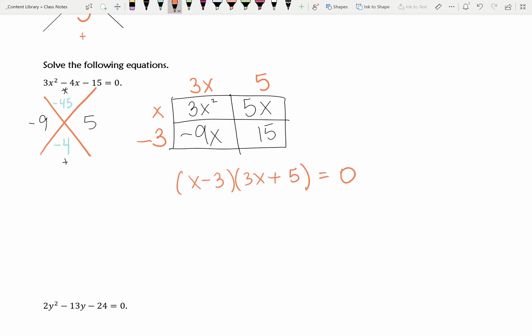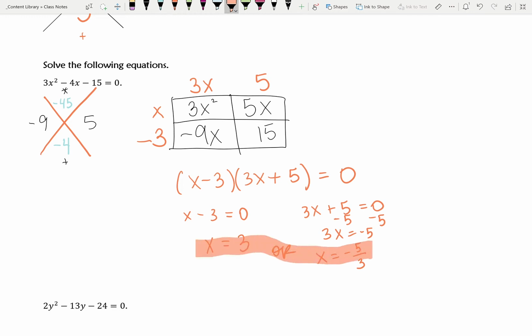So how do we find x? There's going to be two possible solutions. Either x minus 3 equals 0, which would make the whole thing 0, or 3x plus 5 would equal 0. And then we solve for x. So x is either 3 in the first case, or in the second case we subtract 5 from both sides and then divide by 3. So x is either 3 or negative 5/3. And those would be my two possible values of x.